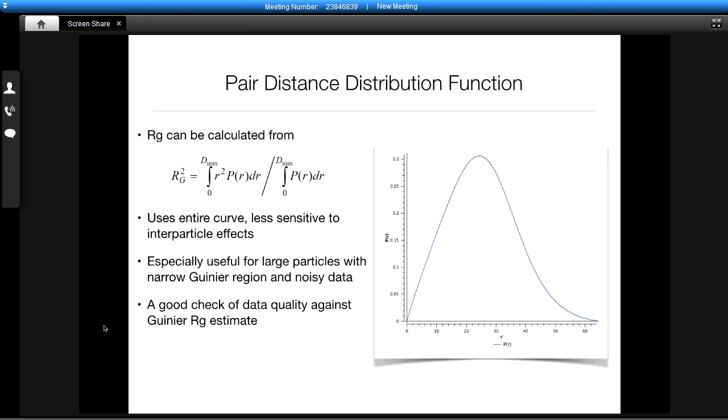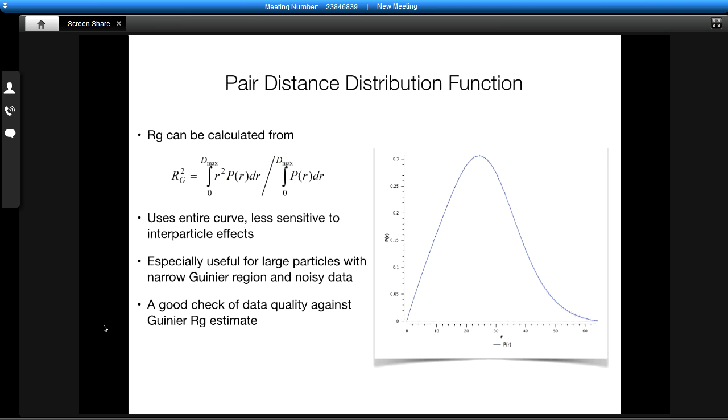One of the first things that people get is the Rg. I mentioned the Rg a second ago that you can get from the Guinier plot, but you can also get your Rg from the pair distance distribution function. There's a few advantages to using this method too. First of all, it uses the entire curve. Because you're using the Fourier transform of your entire intensity profile, you're getting information that is less sensitive to interparticle effects. So if you remember, the Guinier region uses only low Q data, but also the structure factor for interparticle effects most affects low Q data. And so by using the pair distance distribution function, you can get a really good estimate of Rg that a lot of times is more accurate than the Guinier estimate.